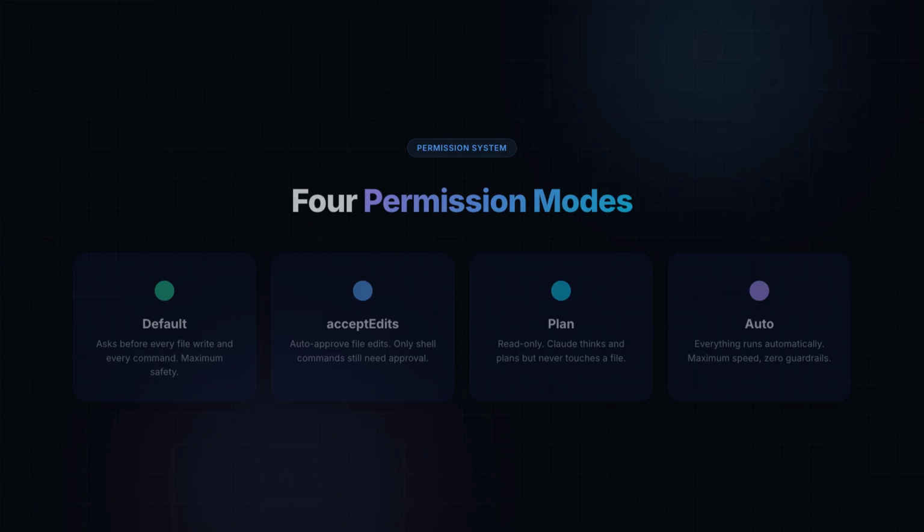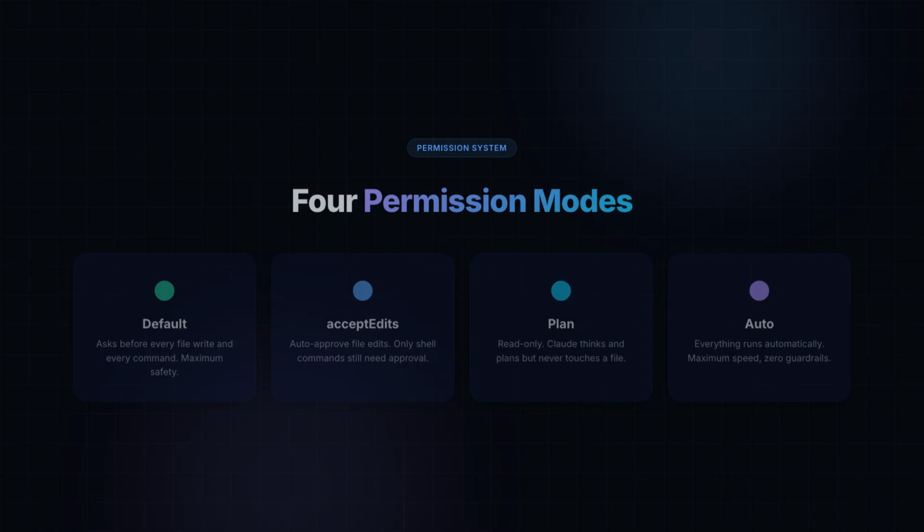There are 4 modes, and they form a dial from maximum safety to maximum speed. Default mode asks your permission before every single action. Every file write, every shell command, you have to say yes. It's safe but painfully slow for big tasks.